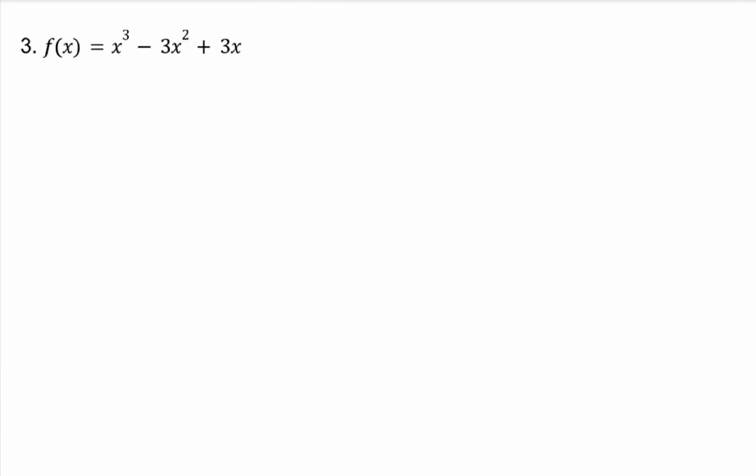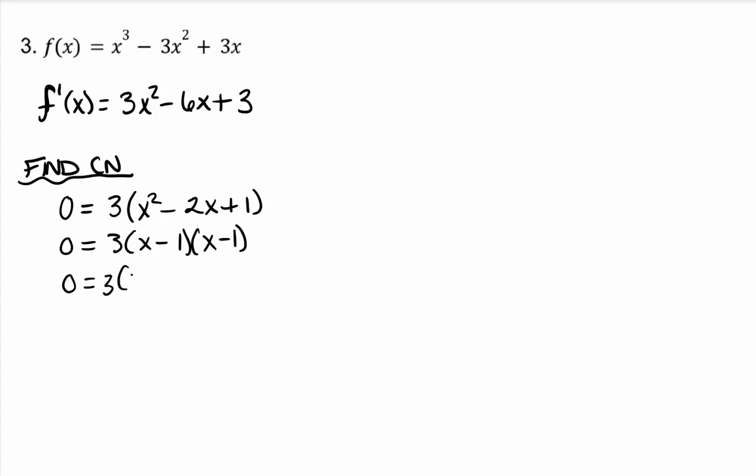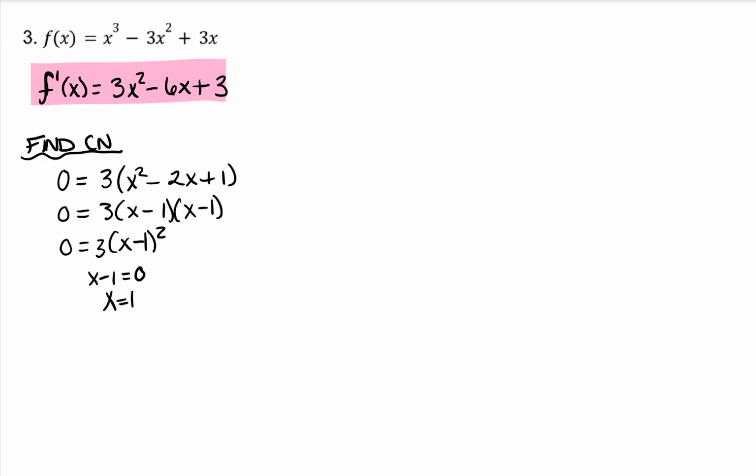Our third example is a polynomial, so it is also continuous. We have no domain restrictions. Let's derive using the power rule. And to find critical numbers, again, we have another polynomial, so it is continuous. f prime of x will not be undefined, so we'll just make it equal to 0. I'm going to factor out the GCF of 3. x minus 1 equals 0, so x equals 1 is our critical number.